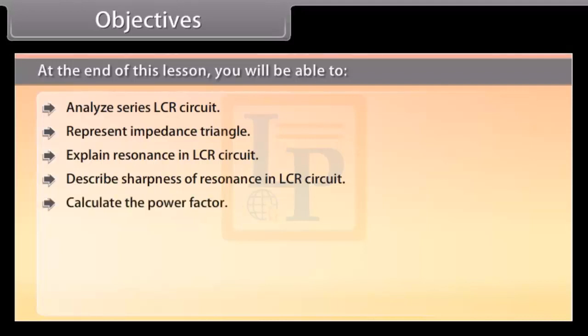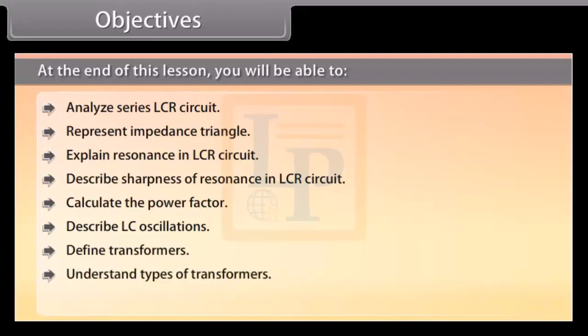calculate the power factor, describe LC oscillations, define transformers, understand types of transformers, explain energy losses in transformers.